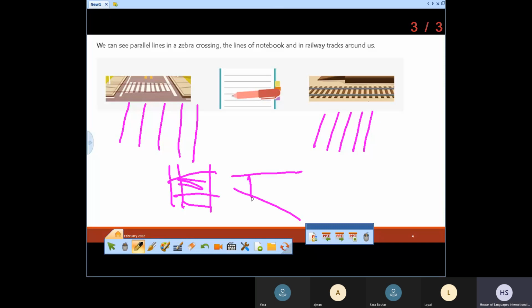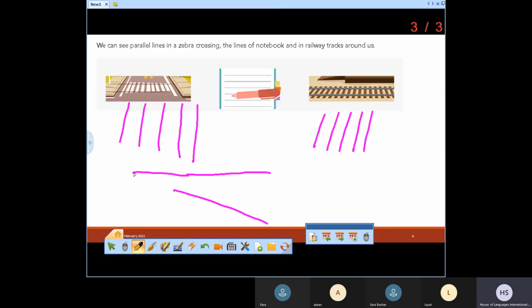Is this the same as that? This one, they are intersecting, because they intersect somewhere. If they are like this, they intersect somewhere, so we call them intersecting lines. They are not parallel. If there is one like this, this will be perpendicular.